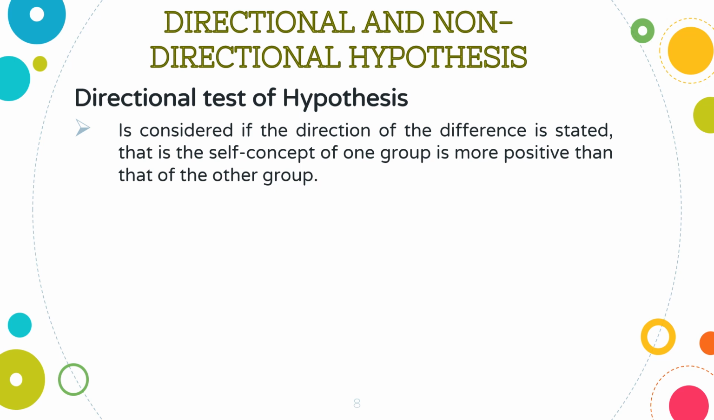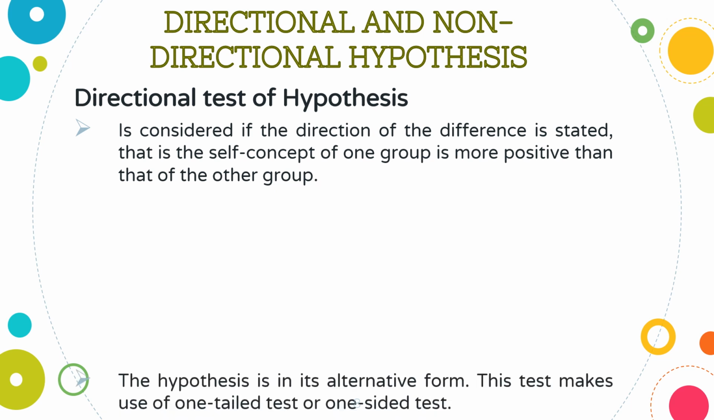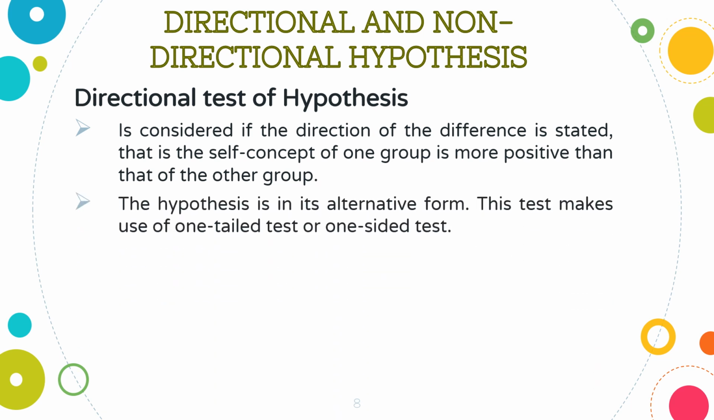So, that is the self-concept of one group is more positive than that of the other group. The hypothesis is in its alternative form. So, this test makes use of one-tailed test or one-sided test. So, the second figure a while back is the directional test, wherein it is a one-tailed test. Okay? Isang part lang yung na-shaded.